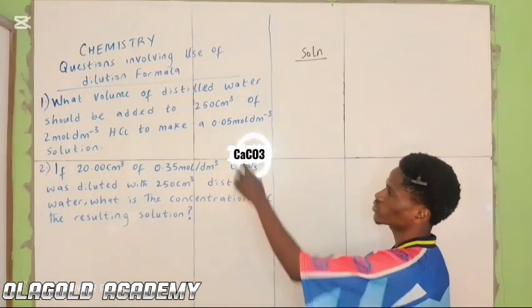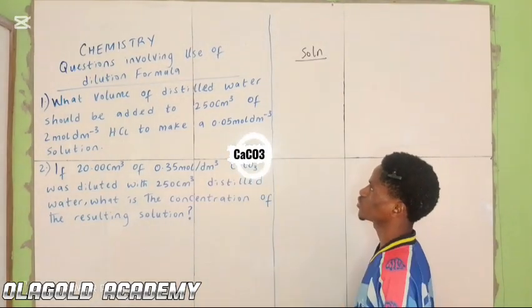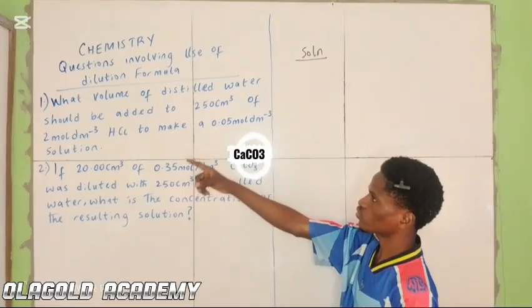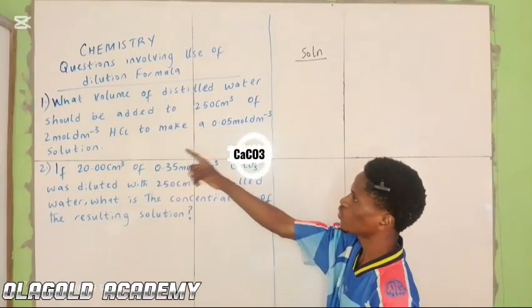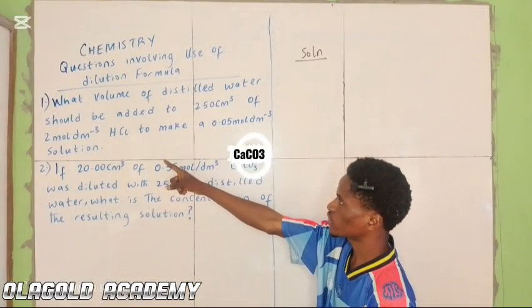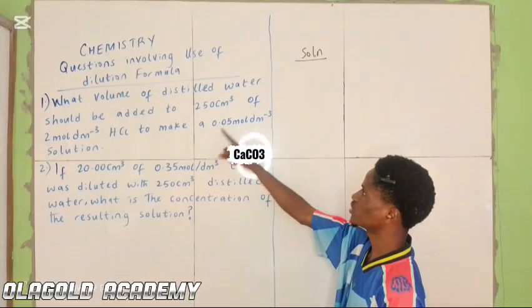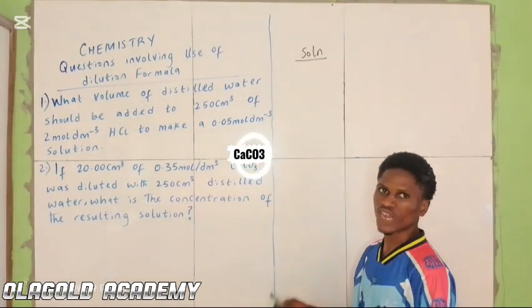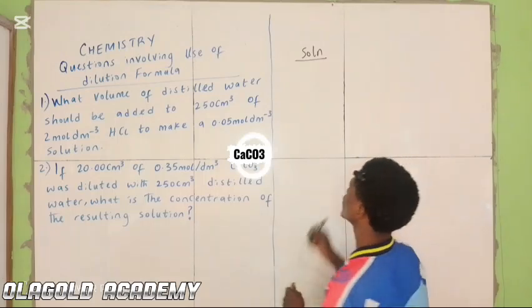And the question says, what volume of distilled water should be added to 250 cm³ of 2 mole per dm³ hydrochloric acid to make a 0.05 mole per dm³. Now, this is how we derive the dilution formula.